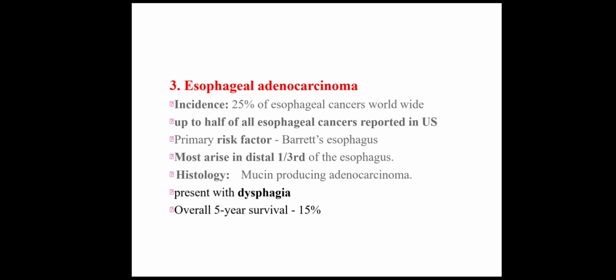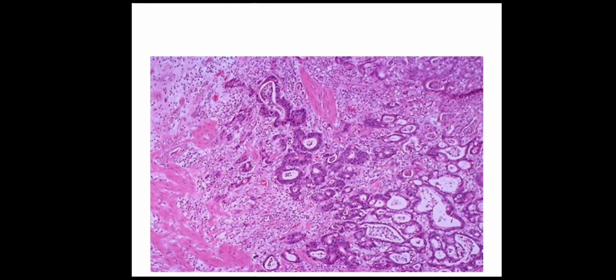Esophageal adenocarcinoma accounts for 25% of esophageal cancers occurring worldwide, with up to half of all esophageal cancers in the US. The primary risk factor is the precancerous lesion of Barrett's esophagus. Most arise in the distal one-third of the esophagus. Histology-wise, it is a mucin-producing adenocarcinoma, and this also presents with dysphagia. The overall 5-year survival rate is better than that of squamous cell carcinoma, at 15%.